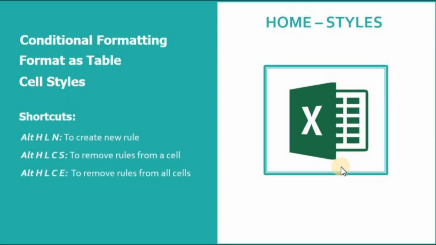So far, we have seen conditional formatting, format as table, and cell styles. The shortcuts we discussed are Alt-H-L-N is to create a new conditional formatting rule. Alt-H-L-C-S is to remove conditional formatting rules from a cell. Alt-H-L-C-E is to remove conditional formatting rules from all cells.